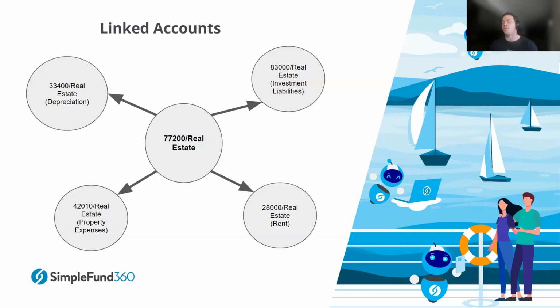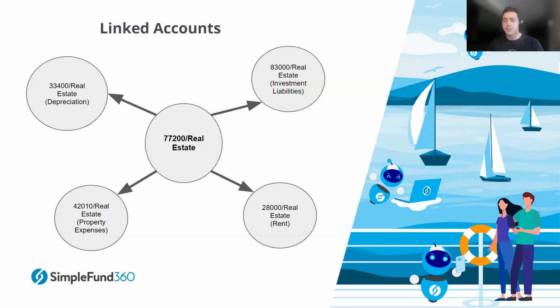So you would remember when we first recorded the purchase of the property, we used the 77200 real estate. However, for example, if you're going to record rent from that property, you can't use that one because it would affect the capital of the property. However, if we use our 2800 account, which is our rent, the system will recognize it as income and it will be taxed as such. So that's why we use our linked accounts. I think that's quite an important feature for properties within Simplify 360.